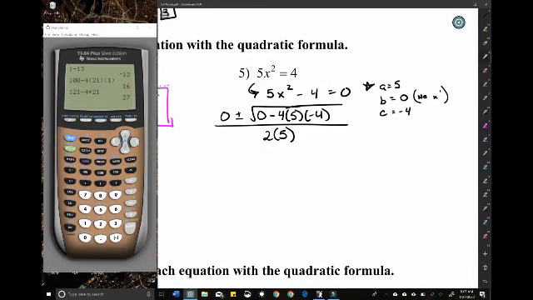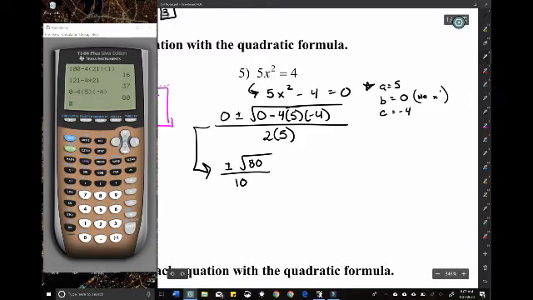Okay, it's going to look a little funky at first, but it's okay. So 0 plus or minus is really just plus or minus. Let's do 0 minus 4 times 5 times negative 4. That's going to come out to be 80 all over 10.